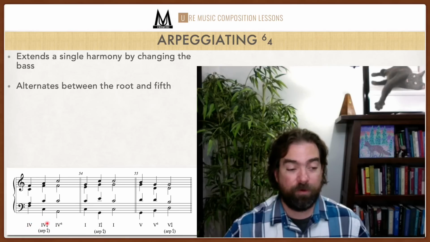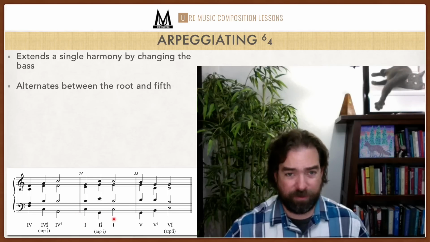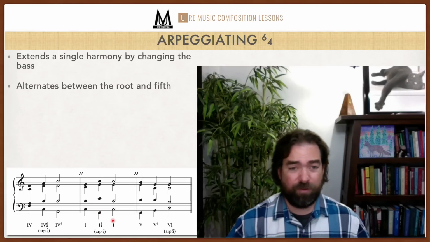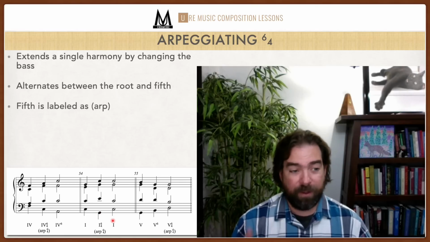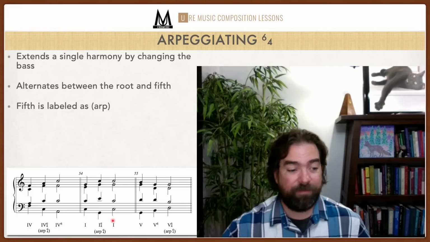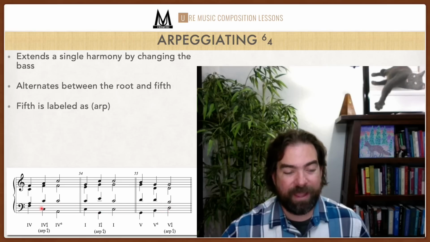We go from a 4 to a 4/6/4 to a 4/6. And then here we have a 1 to a 1/6/4 right back down to that 1 chord, that root position triad. So this shows you really that there's a lot of different ways you can use the ARP 6/4. The important thing to remember is that the 5th of the chord, wherever you see that 5th in the bass, in this case it's the second beat, third beat, that is where you place the ARP 6/4 label.